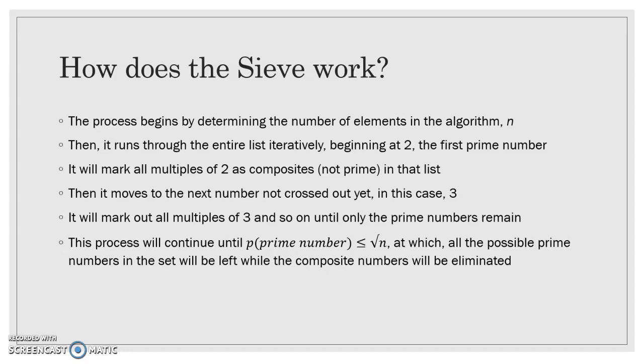This process will continue until p, or prime number, is less than or equal to the square root of the integer number, or p squared is less than or equal to the integer number, at which all possible prime numbers in the set will be left while the composite numbers will be eliminated.